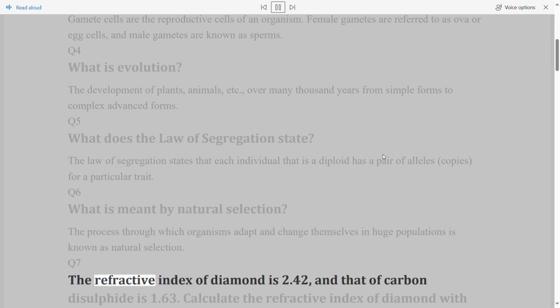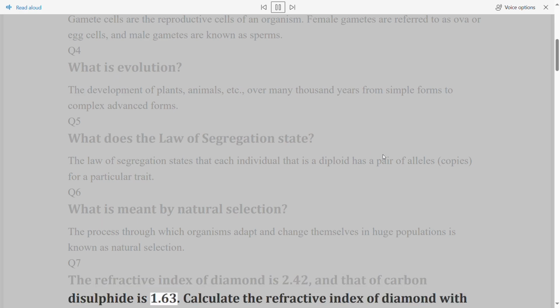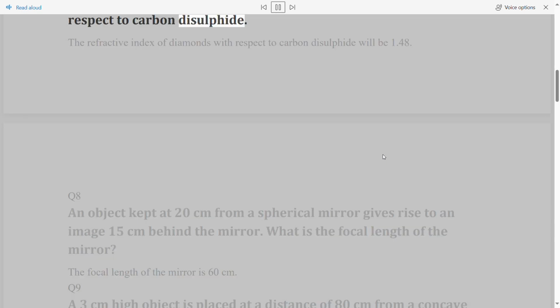Q7. The refractive index of diamond is 2.42 and that of carbon disulfide is 1.63. Calculate the refractive index of diamond with respect to carbon disulfide. The refractive index of diamond with respect to carbon disulfide will be 1.48.